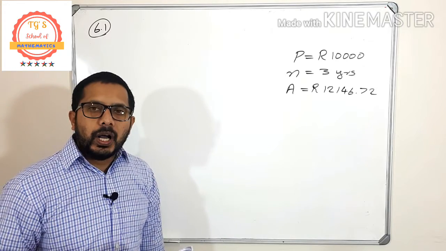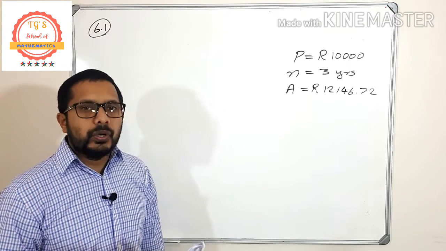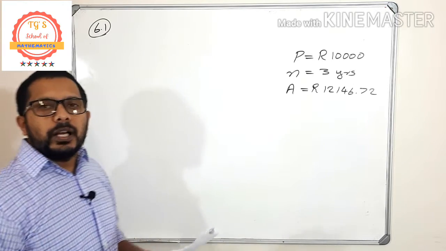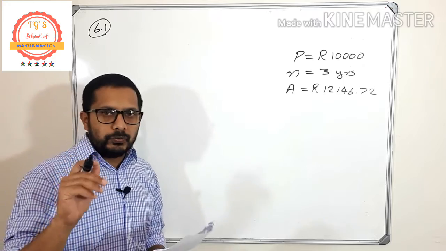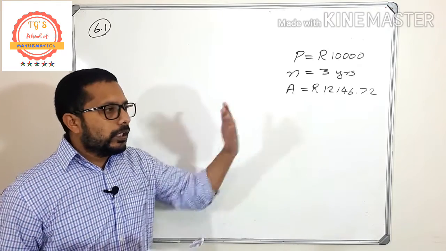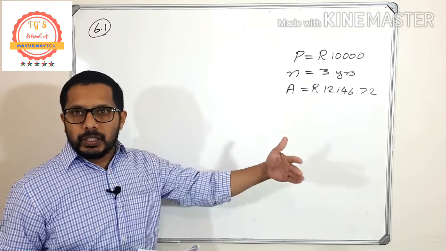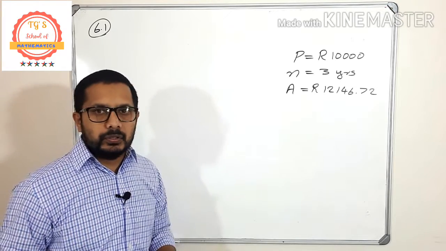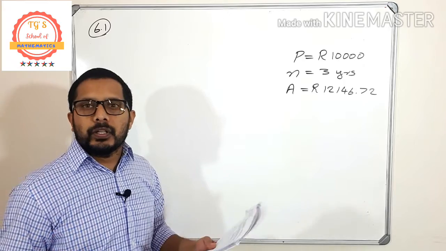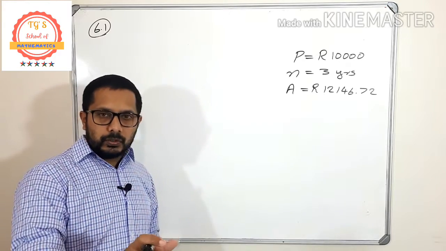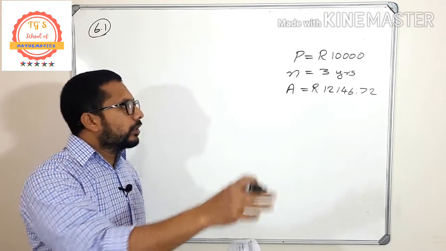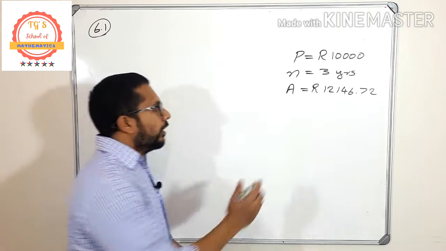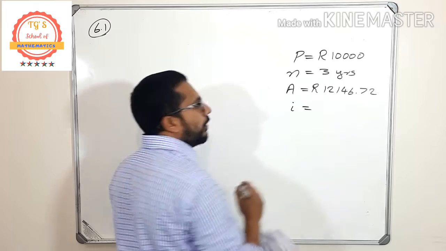Now what do you want to find? Calculate the value of R to 1 decimal place. You have to find the value of R. So what is the formula? Don't be confused. This is not a monthly installment, not a loan, not monthly savings or anything like that. It's a straightforward question: 10,000 deposited, and after 3 years she got 12,100. So what is the question? To find the value of i.